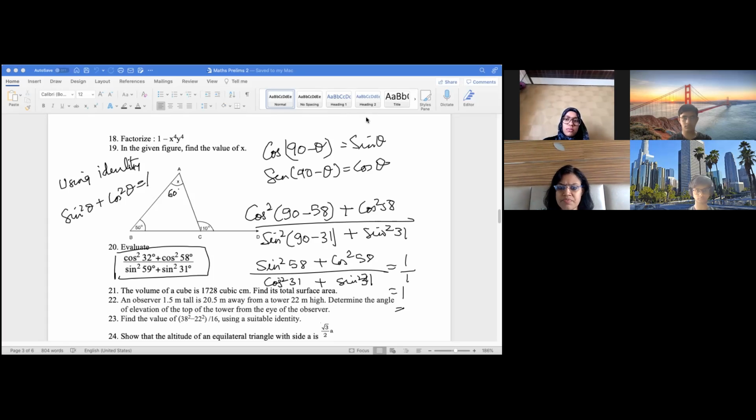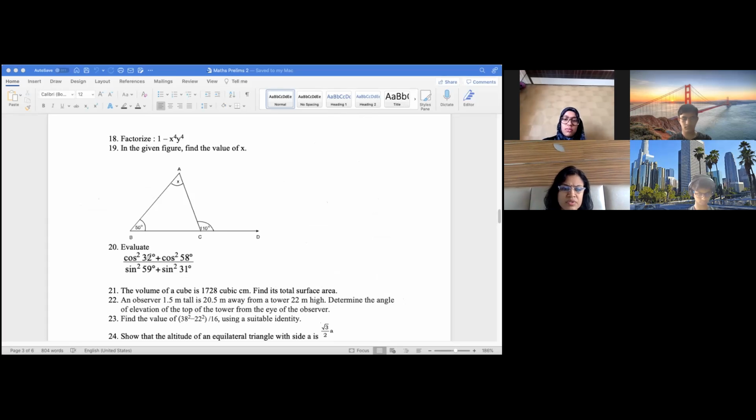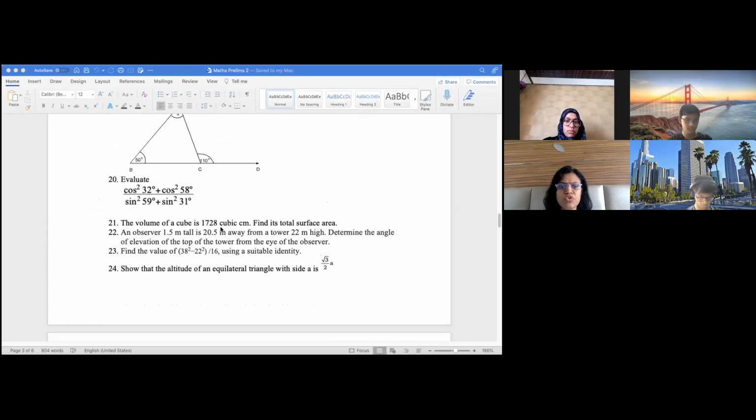Okay, next question. Question number 21. Volume of a cube is 1728. We have to find the total surface area, so this is also easy. Volume is L cube, which is 1728, so take the cube root of 1728. Using prime factorization you will find it.